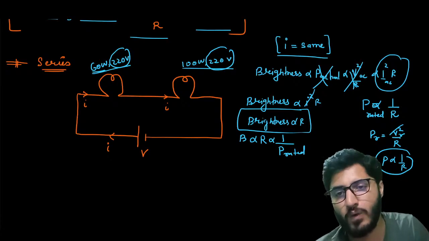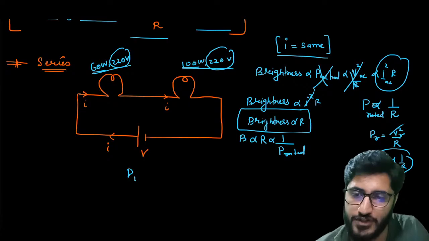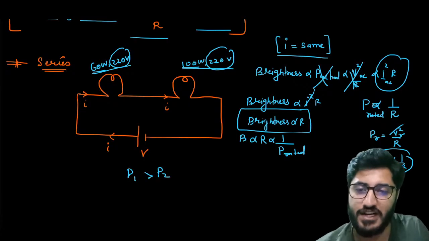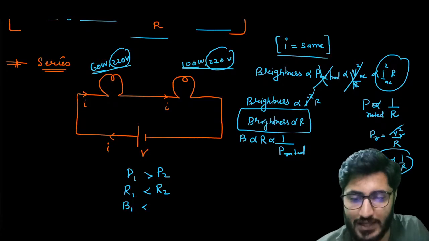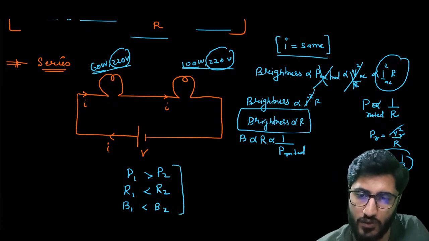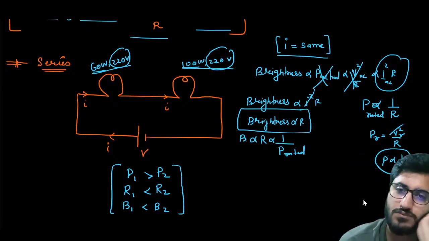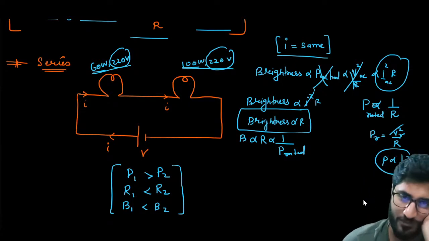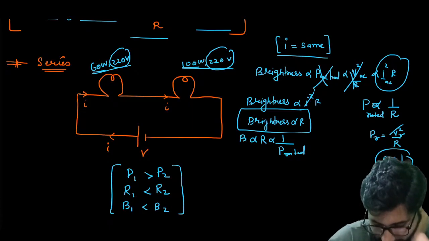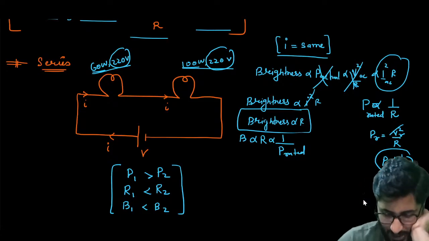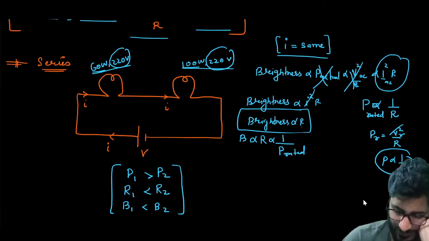So I guess 60 watt power is less than 100 watt. So the power of the first one is more than the power of the second one, which indicates the resistance of the first one will be lower than the second, which indicates the brightness of the first one is less than the brightness of the second. Yes or no? Is this correct?